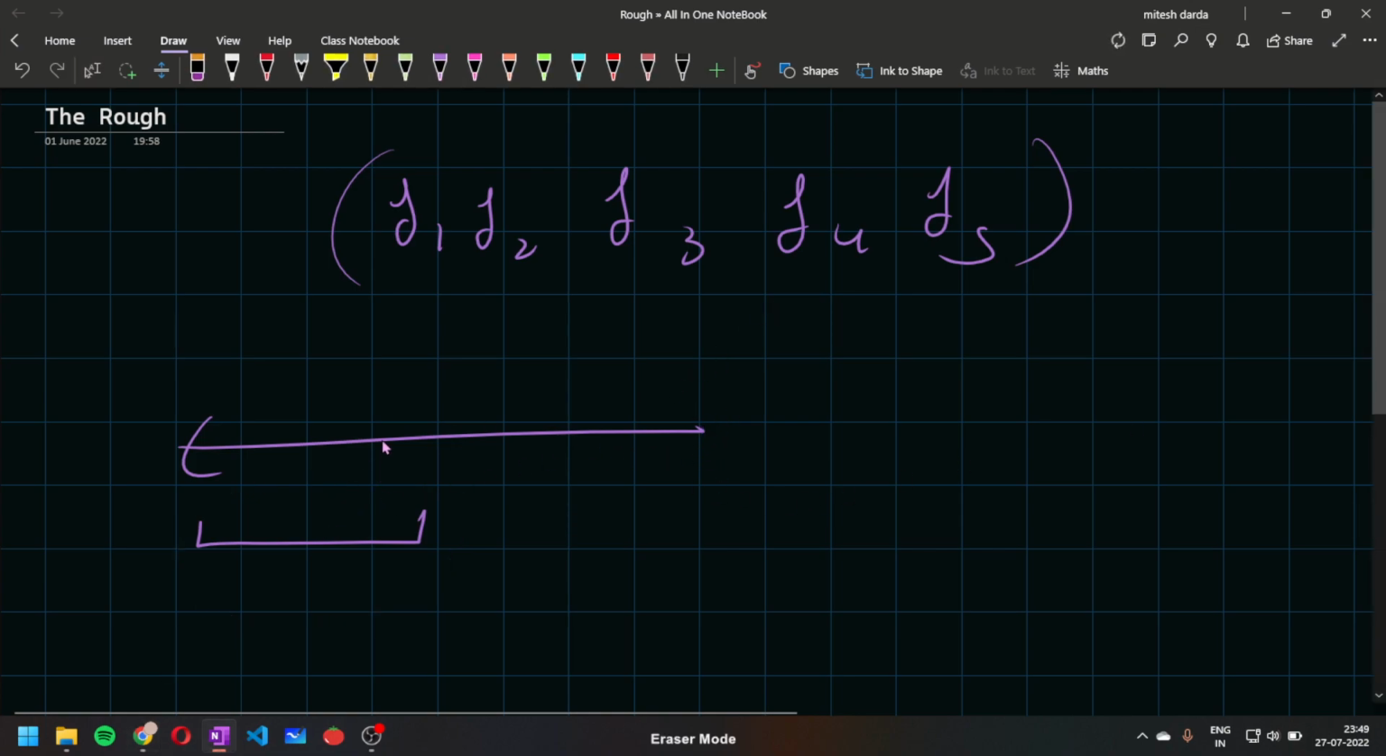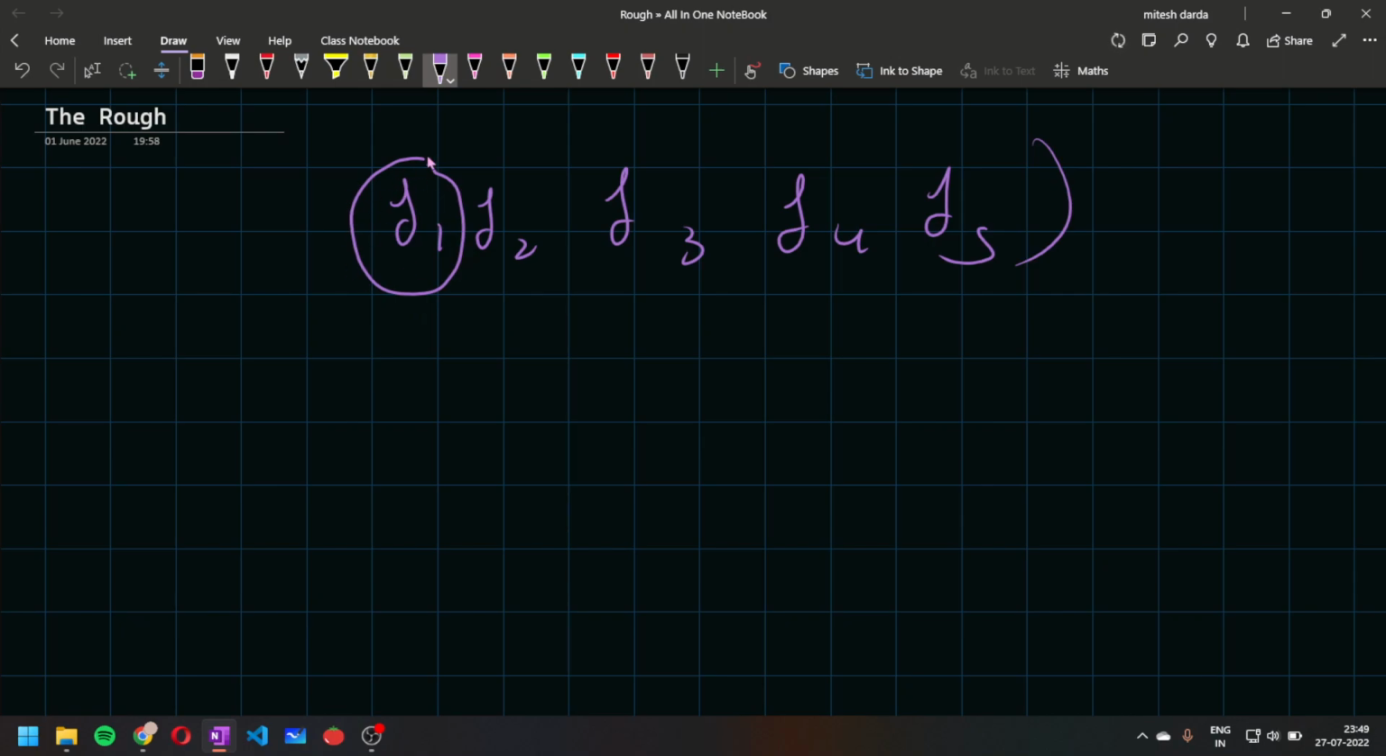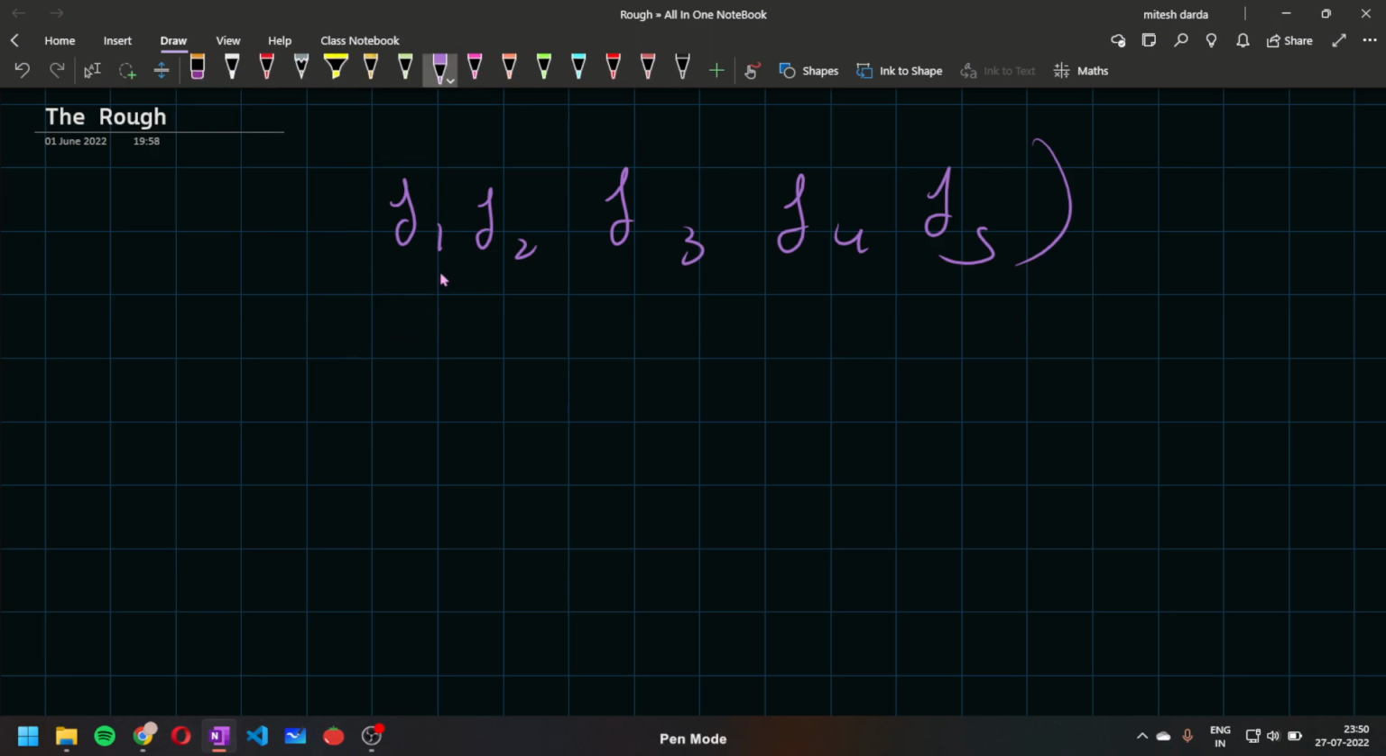The optimal approach would be to decrease the frequency of the largest element. So let's sort this frequency array, and let's say this is in sorted form, and decrease the frequency of the first or the maximum element. So we are going to do that. Why is this possible? Because let's say we have decreased this frequency.